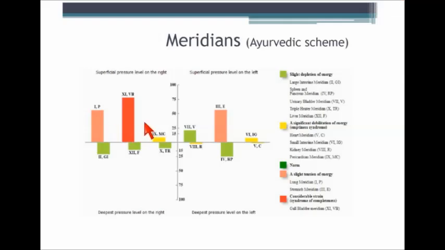On this scheme, you can see the superficial pressure, palpation pressure on the right hand, the deep pressure level on the right, also on the right hand, and superficial pressure on the left hand, and deep pressure level on the left hand.